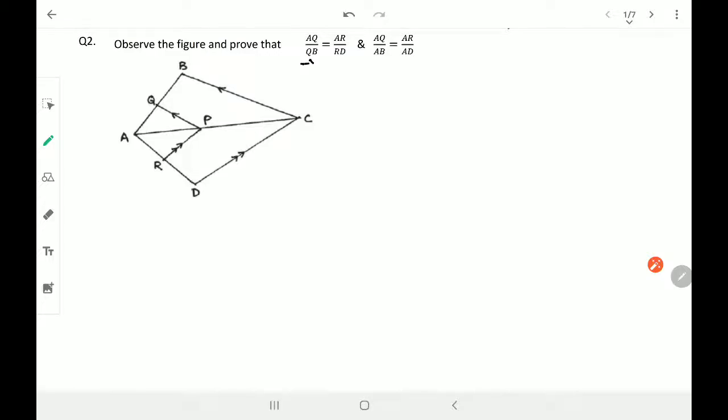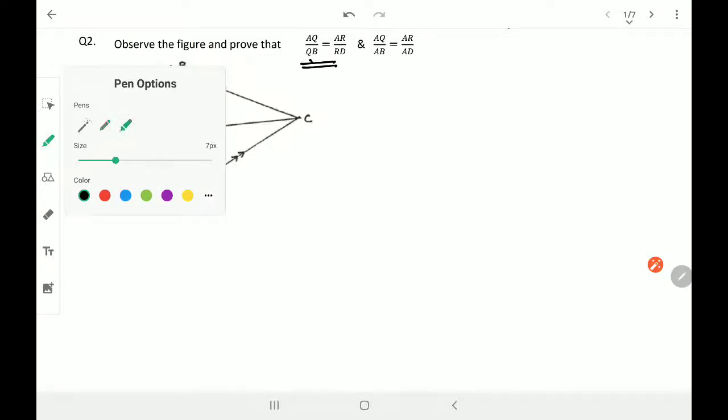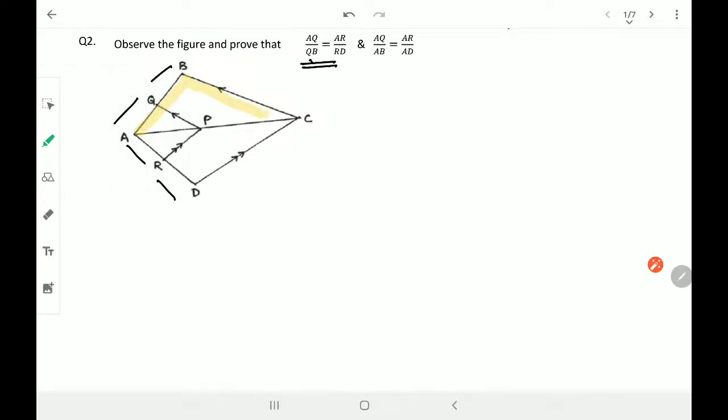So first thing, we'll just prove this part, which is AQ upon QB is equal to AR upon RD. So it's very clear that we have two triangles here. One triangle is above here, I'm just coloring it, and the other one is down here. So in this yellow and green colored triangle, now what you can see, I have to use BPT.